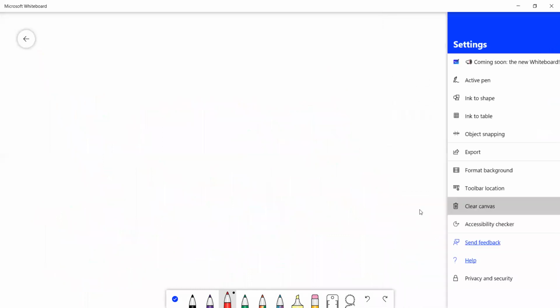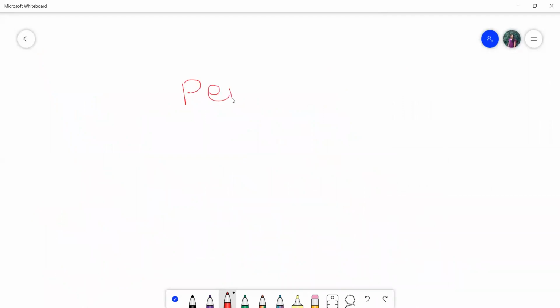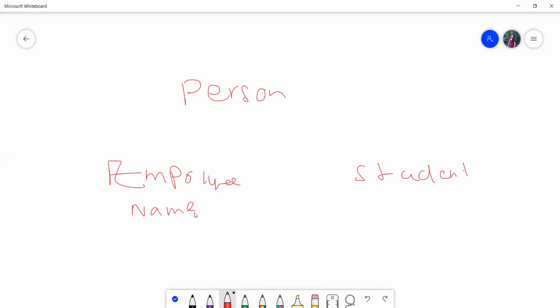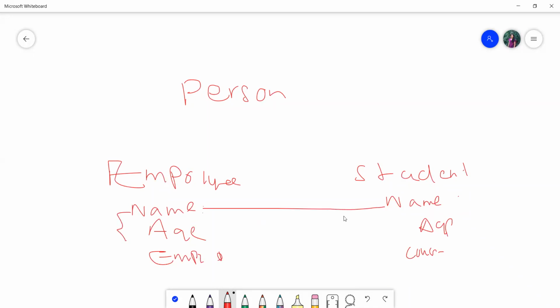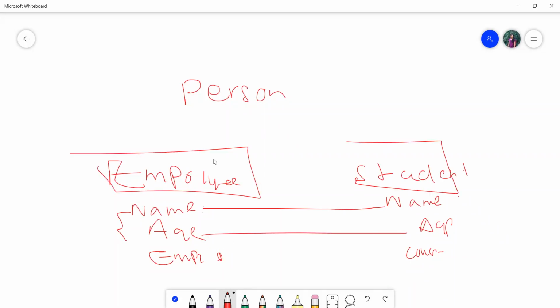As an example, let's take the class person. Again, employee and student. When we consider student and employee, employee has a name and student also has a name. Then age. They have some course ID in one case, and some employee ID in the other. So you can see there are some common attributes between these two classes, the employee class and the student class. The name and the age are common for these two classes.